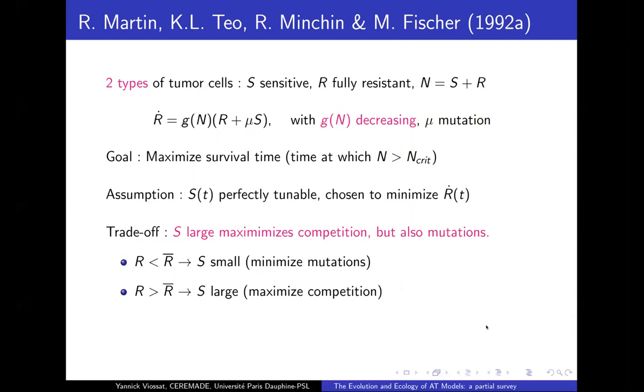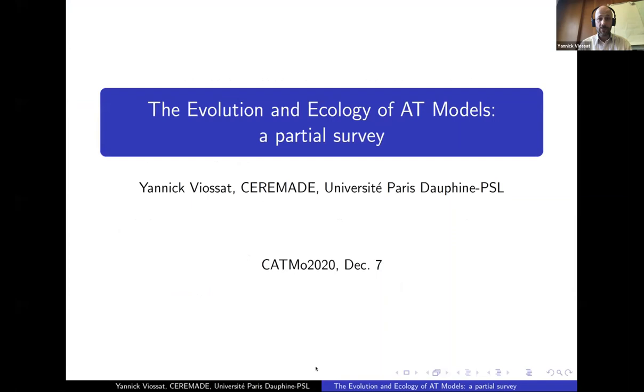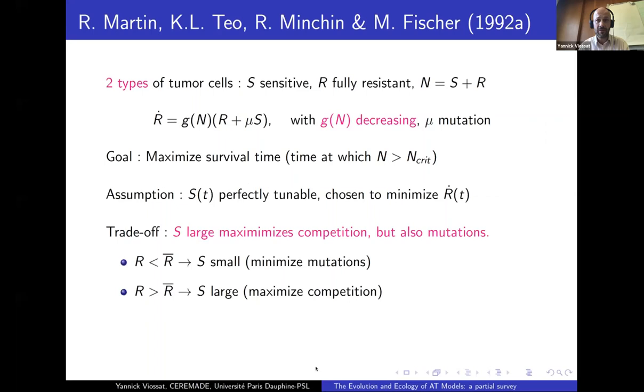So the pioneers actually, as far as I know, of thinking about competition between sensitive and resistant cells, and to increase your survival times through that, are Rory Martin, Coc Teo, Juan Michin, and Mike Fisher, who have two papers in the same issue of Mathematical Biosciences in '92, as well as a book by Martin and Teo in '93, '94. And in the first paper, they have a model with two types of tumor cells, sensitive and resistant, and they denote by N the total tumor cell population.